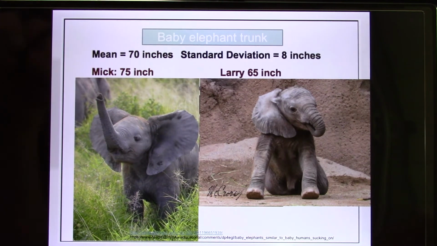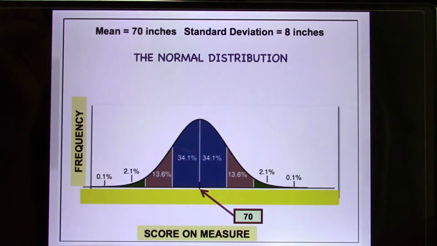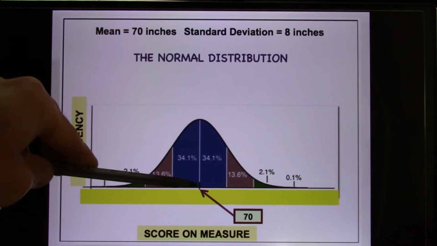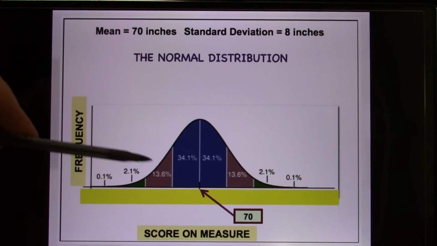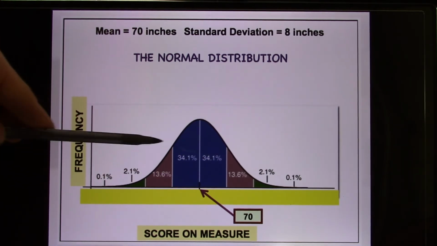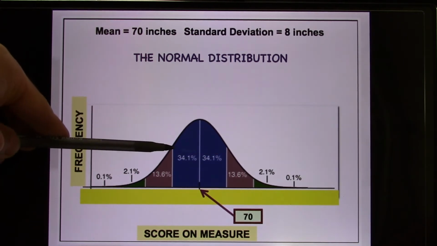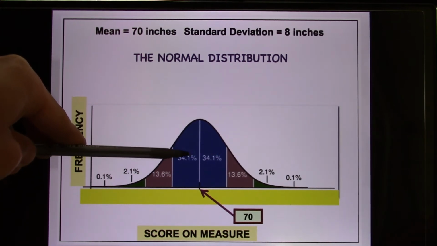Let's try to encourage Larry and tell Mike, well, you don't need to be so proud of yourself. Okay, let's take a look. We found the average is 70, and based on what we learned, the standard deviation is 8. Okay, what does it mean? It tells you about 68% of the elephants have trunks within plus or minus 1 standard deviation.